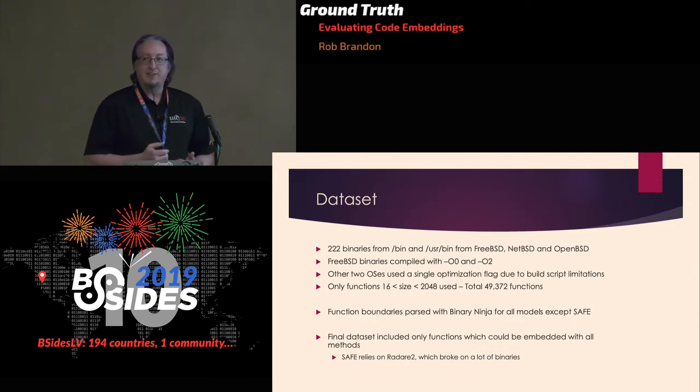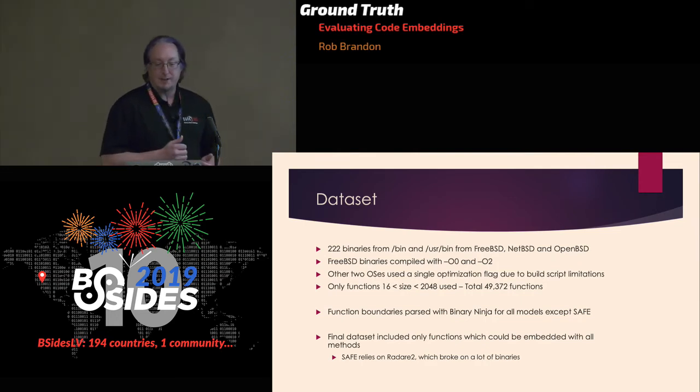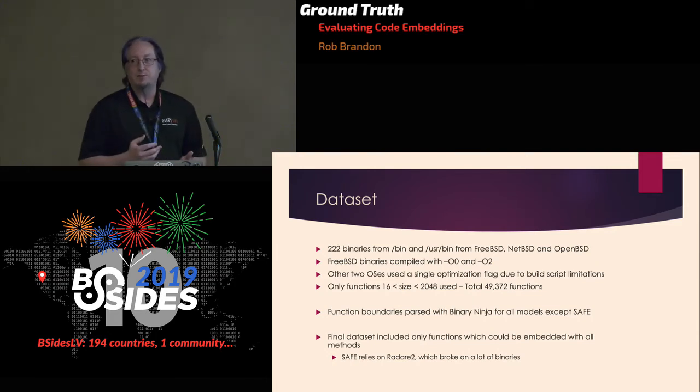Additionally, I only used functions that were greater than 16 bytes because I really didn't want to have just a bunch of thunks in there, which are all going to be the exact same code, and that's going to throw off a lot of similarity metrics. So basically, the criteria was only functions that are greater than 16 bytes and less than 2048 bytes were used. Mainly because anything over 2048 bytes is really just an outlier size-wise, and to keep it easy, I wanted to have some boundary there.